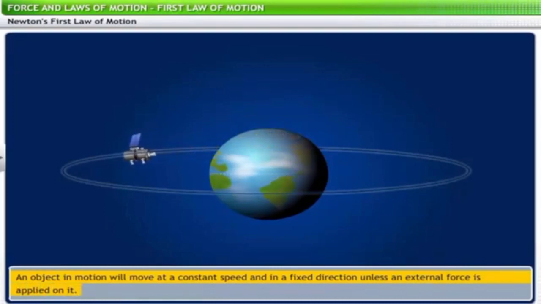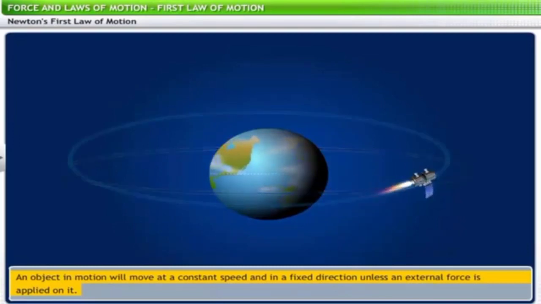Consider an artificial satellite revolving around the Earth. It moves with a constant speed and in a fixed orbit. The orbit of the satellite will not change on its own. In case the satellite is required to change its orbit, booster rockets are fired to exert force on the satellite. This changes the speed and direction of the satellite.